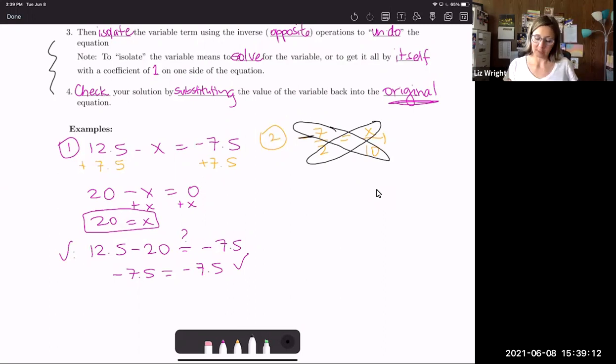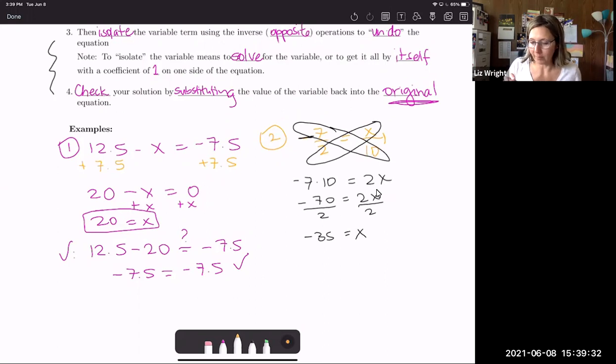So I'm going to show you the cross multiplication way. And I'm going to start with this negative 7 times 10, and that equals 2 times x. And so I get negative 70 equals 2x. Divide both sides by 2. And we get negative 35 equals x. And again, let me back up because I went through this step pretty fast.